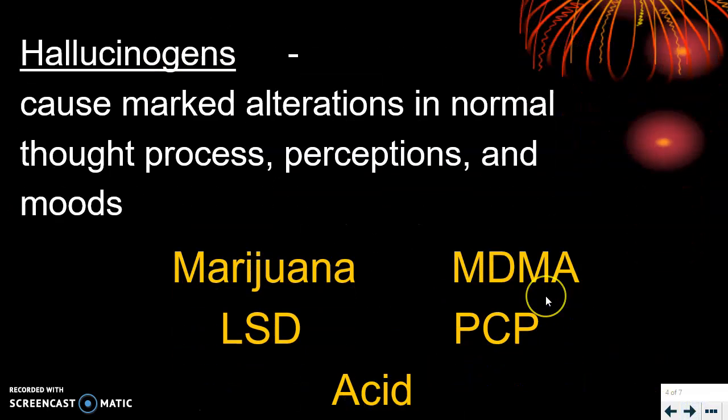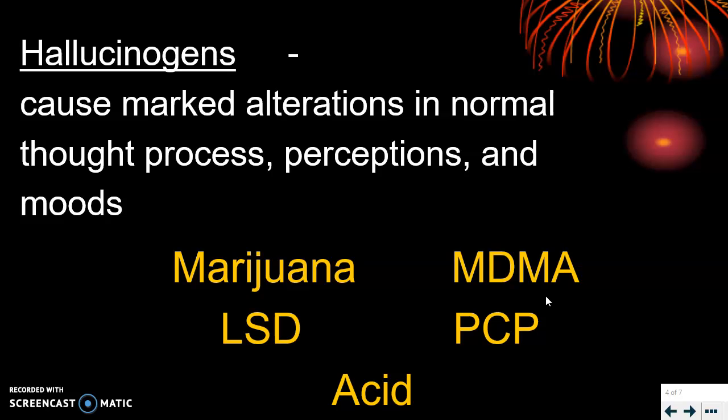Your second grouping of drugs, your second drug type, are hallucinogens. Hallucinogens are drugs that cause marked alterations in normal thought process, perceptions, and moods. So these are going to be the ones where individuals on the drugs are having alterations in their regular thoughts. So they're seeing things, or they imagine that they're somewhere else, or they see somebody who's not really there, that type of thing.